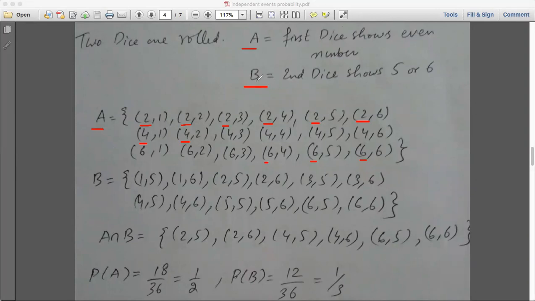Similarly B में क्या लेंगे, second dice shows 5 और 6. तो जो हम set B बनाएंगे उसके जो second elements हैं उनमें 5 और 6 जो है वो लेंगे. ओके, जिसमें तमाम के तमाम 5 और 6 आएंगे.